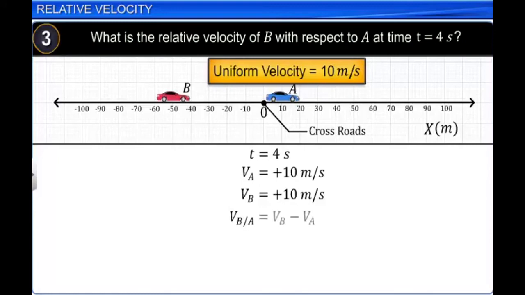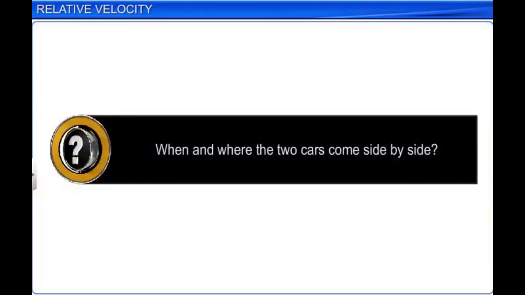When and where the two cars come side by side? By comparing the results of the first and the second parts of case 1, we can say that the cars never come side by side.